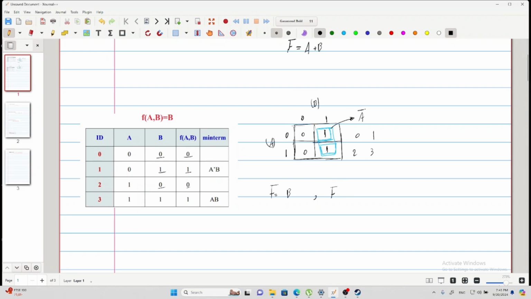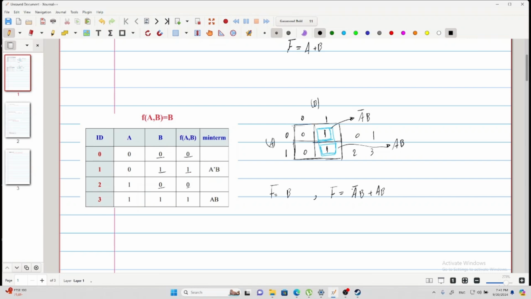So F will be equal to, for the first group, a group of 1, A complement B. And the second group will be equal to, here you see A is constant because it's just one cell, everything is constant, so you will have A, which is not complement, and then B. So then the function becomes A complement B, OR A and B. Well, as I've told you, this is actually not the best way of doing it.